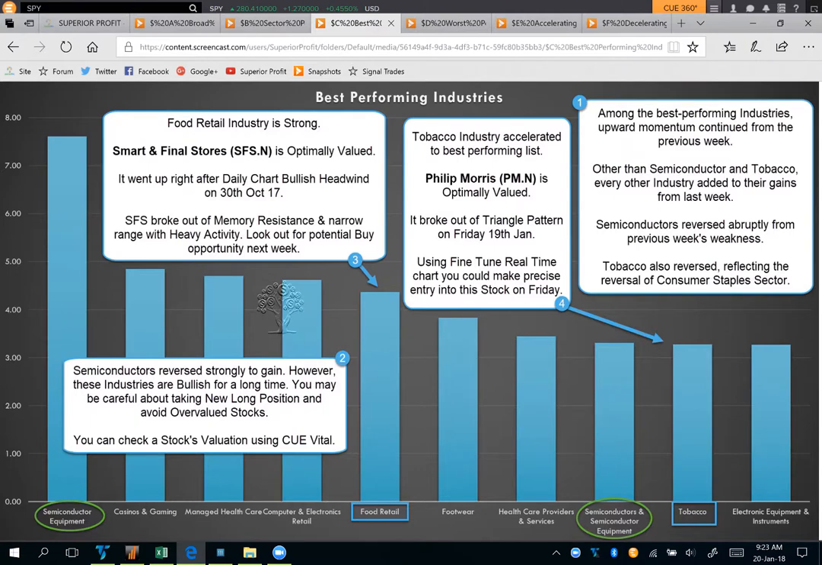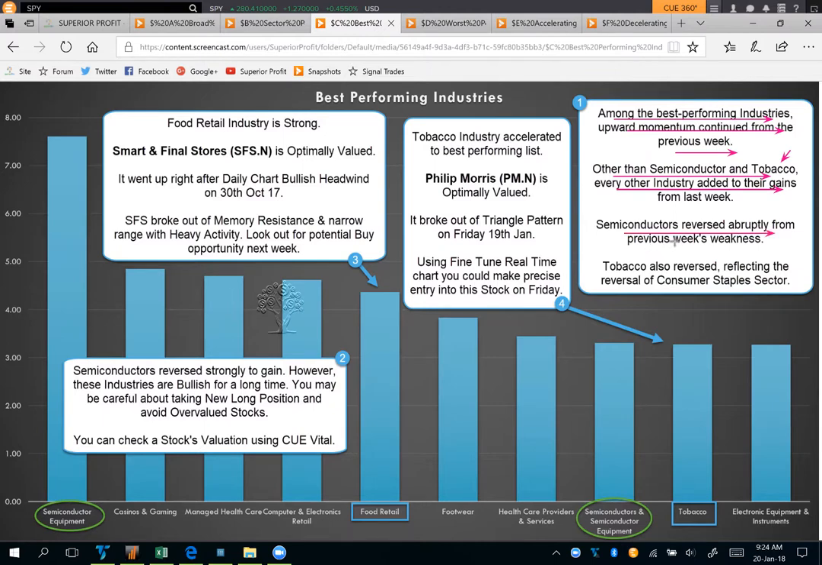Best performing industries of this week. Among the best performing industries, upward momentum continued from the previous week. Semiconductor was showing weakness in the previous week, but it strongly reversed. Tobacco, a consumer staples industry, was a losing industry earlier and now it gained. Other than these two cases, all the best performing industries were gaining in the previous week also. Overall, it shows that the industries or stocks that were strong earlier are continuing to be strong.